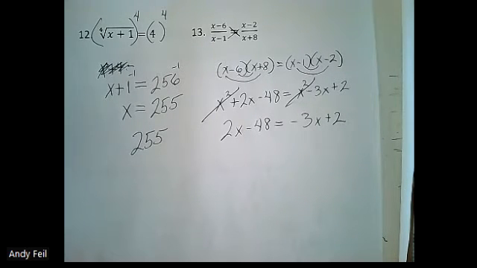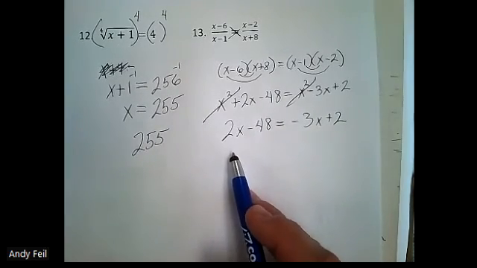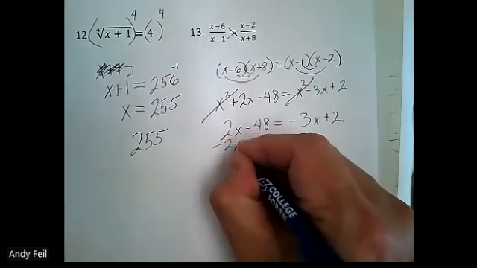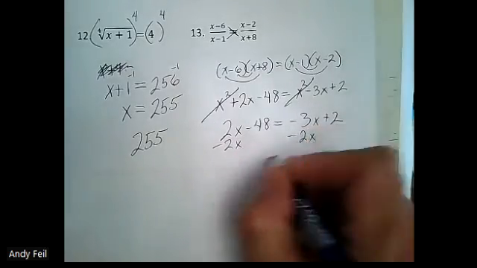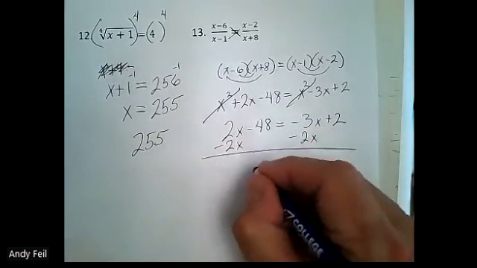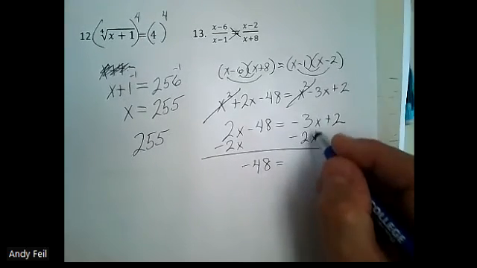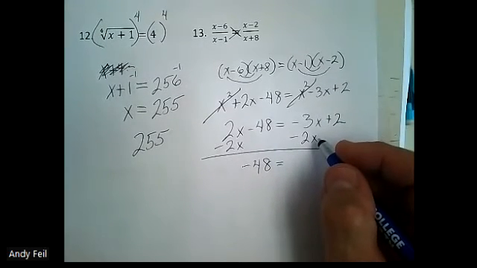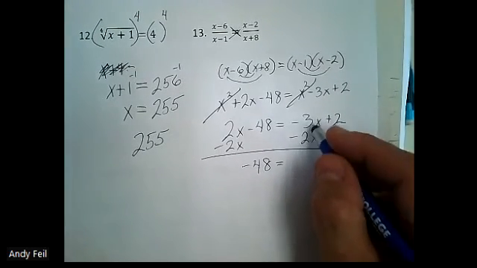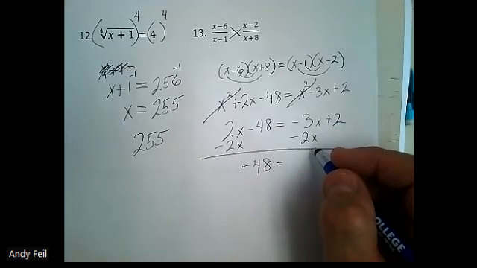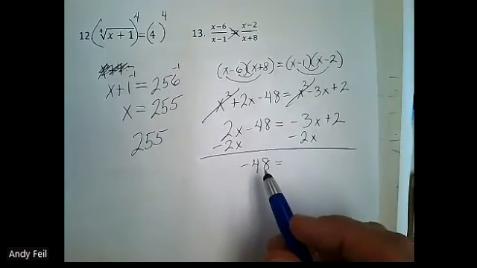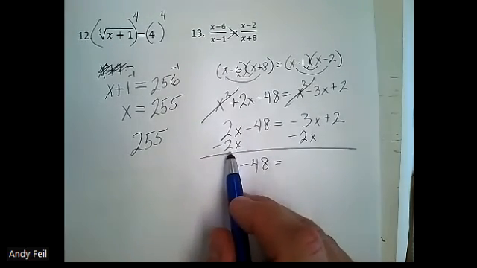Any suggestions? Minus 2x? Okay, I would not have done it that way, but that's a totally good way to do it. These will cancel out and you get negative 48 equals, what's this? This is why I wouldn't have done it this way. Oh, add 2x? If you add 2x, they wouldn't cancel out.